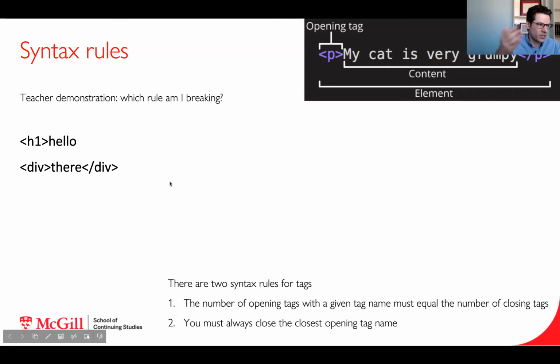So which rule am I breaking? Well, let's count the number of divs. I have one div opening and one div closing. Okay, so the number of opening divs is the same as the number of closing divs. We're good. What about H1? I have one H1 opening and no H1 closing. Oh no, I'm breaking rule number one, because I'm missing a closing H1.